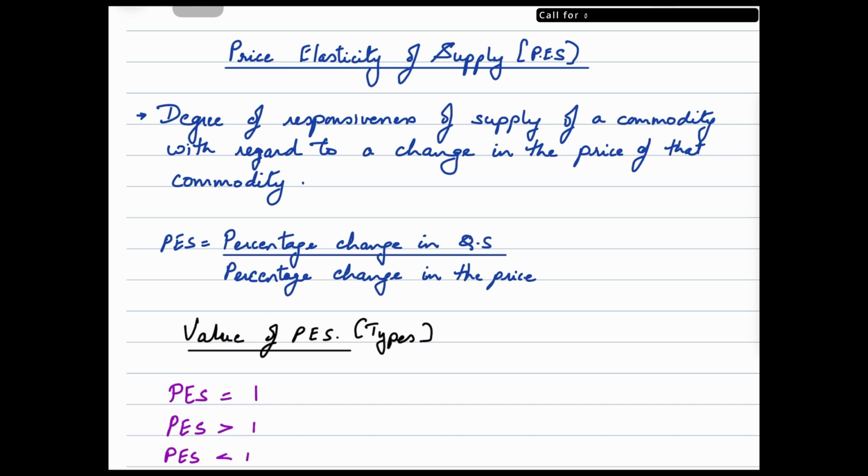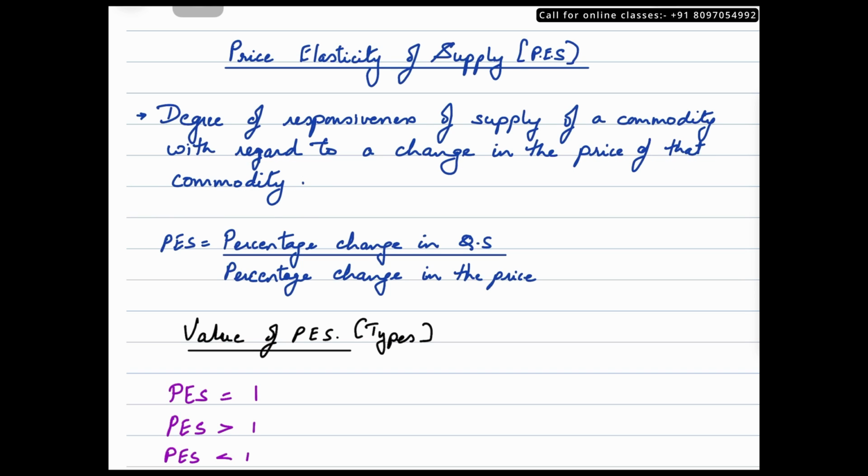So when we talk about elasticity of supply, unlike demand, supply has just one type of elasticity, which is price elasticity. Demand has three. We have income, cross elasticities and price elasticities. Let's take a look at the meaning. So price elasticity of supply, also written as PES, could be defined or described as the degree of responsiveness of supply of a given commodity with regards to a change in the price of that commodity.